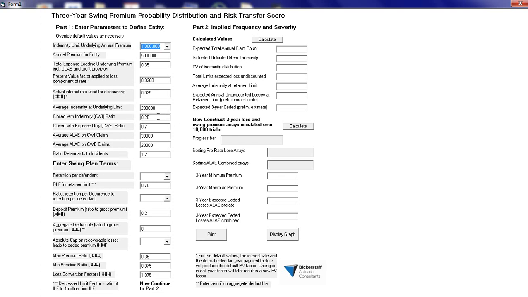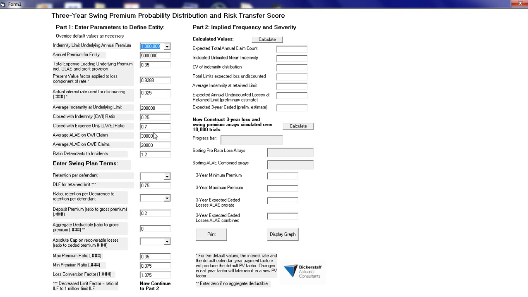Now, given a total claim frequency, we want to input what percentage of claims we expect to close with indemnity, and here I put 25%. Then of the remaining claims, what percentage of those total claims would we expect to close with expense only, CWE, I put 0.7, and that would leave 0.05 to be closed with no payment at all. And then a couple of other expected averages. Average loss expense on claims with indemnity, I put 30,000. On claims closed with expense only, I put 20,000.